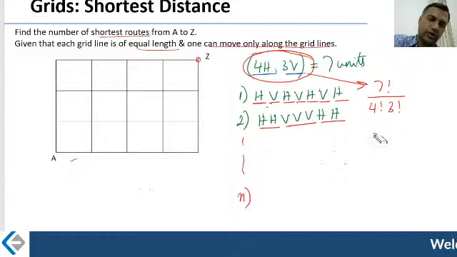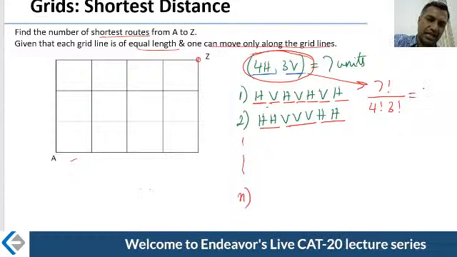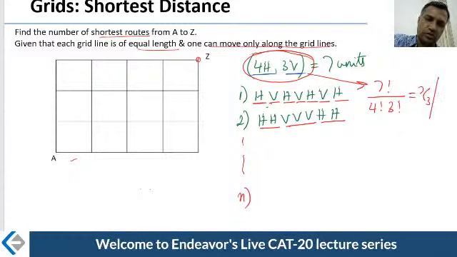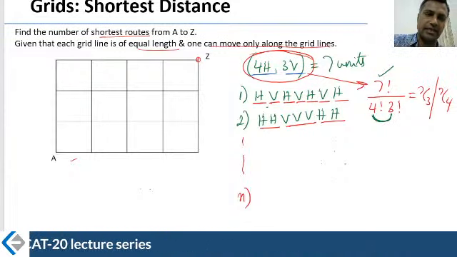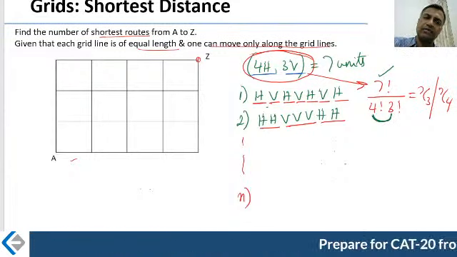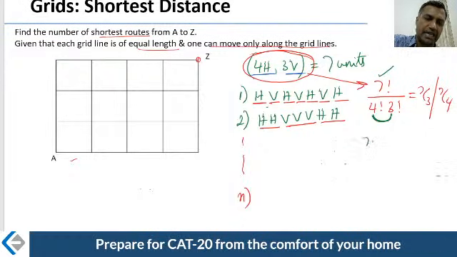So this can be written as 7c3, or you can also write it as 7c4. Why? Because whenever the sum of these two numbers, not factorial, 4 plus 3, adds up to 7, you can write it either as 7c3 or as 7c4. Either way it's fine. What is the calculation perspective?